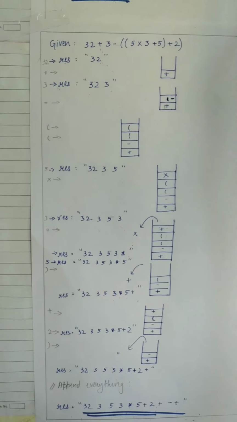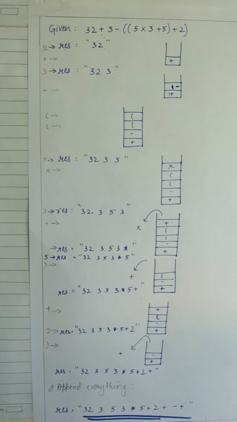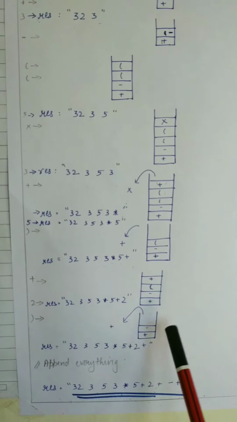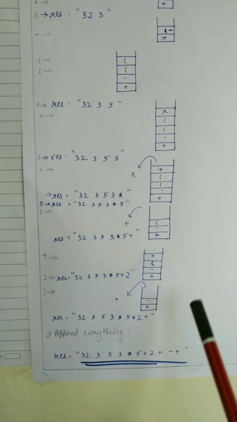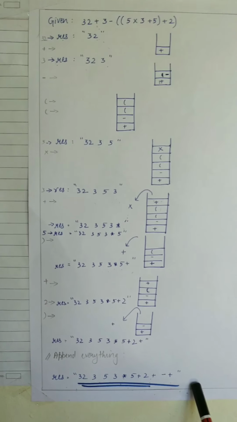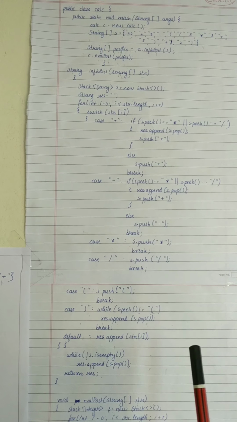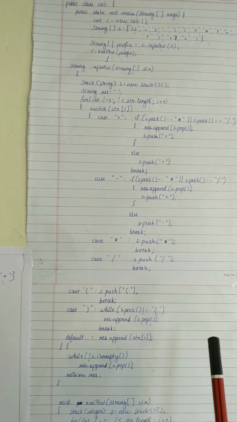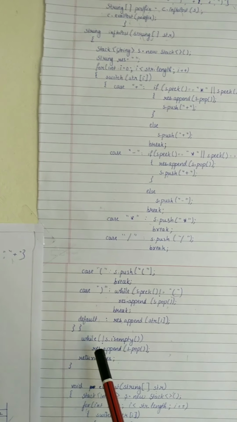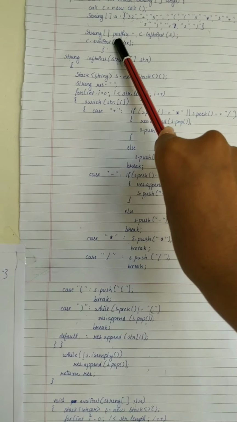Now we can see that we have traversed completely along the string, so it comes out of the for loop, and now we can see that the stack is not empty. So everything inside the stack gets appended to the result and the result becomes as follows. We can see that this is the postfix form of our given string. Since this postfix form is stored in the string result, this string result is returned and gets stored into the array of strings postfix.